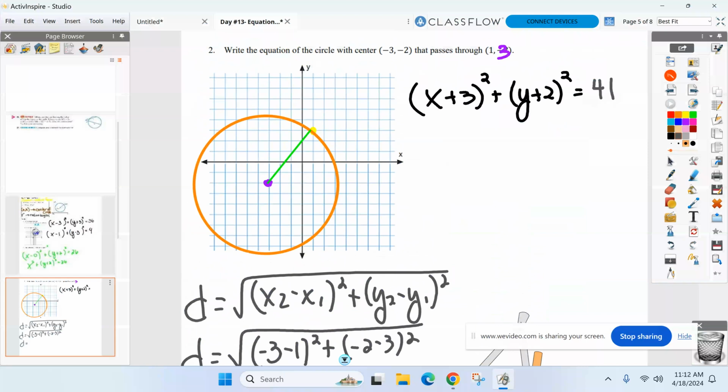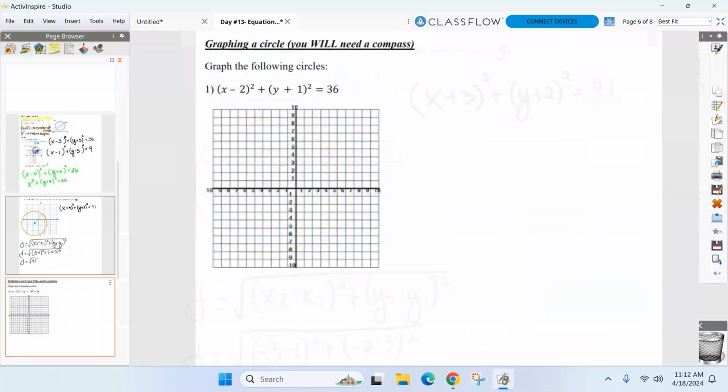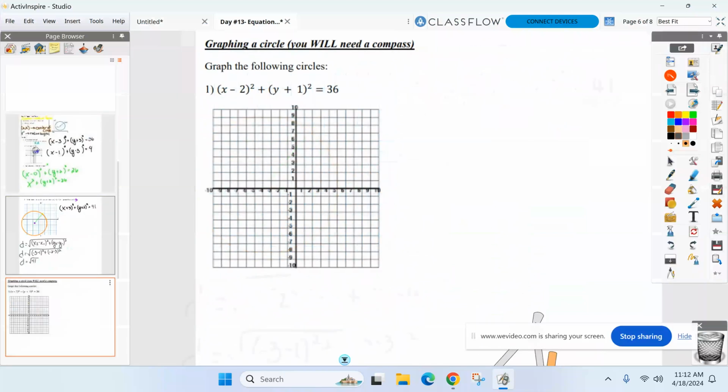Questions, comments, any concerns there? All right, that was fun. You do not need a compass for this. I'm just going to have you freehand it. Can we go backwards now? If I give you the equation, I am going to have you graph it, but to graph a circle, you need the center and the radius.